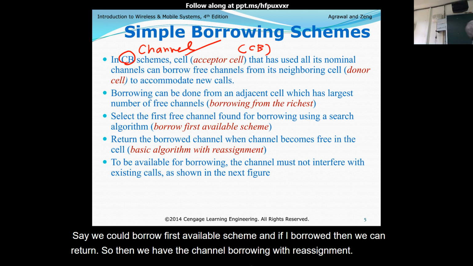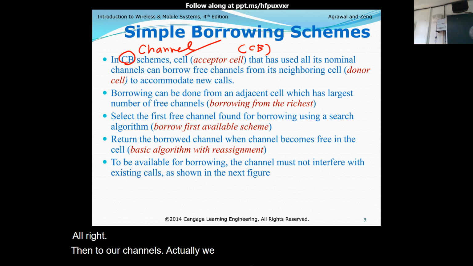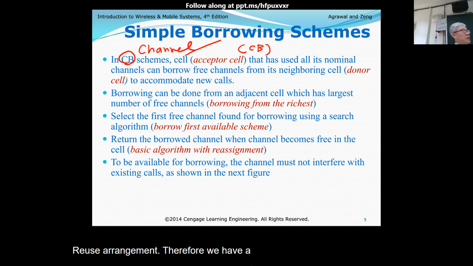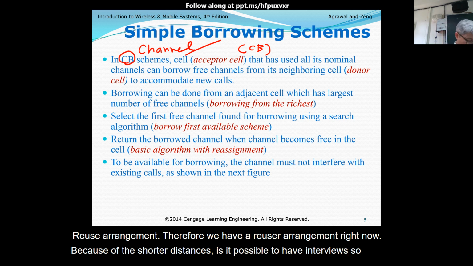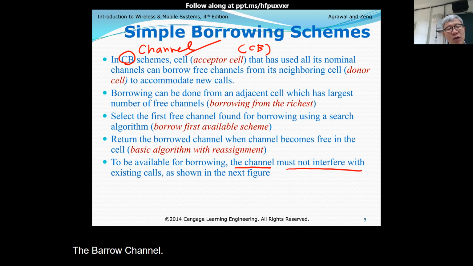All right. To borrow channels, we need to consider the reuse arrangement. If we have the reuse arrangement, because of the shorter distance, is it possible to have interference? So if we borrow the channel, of course, the borrowed channel must not interfere with the existing calls.